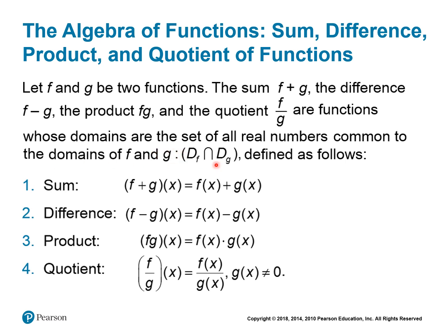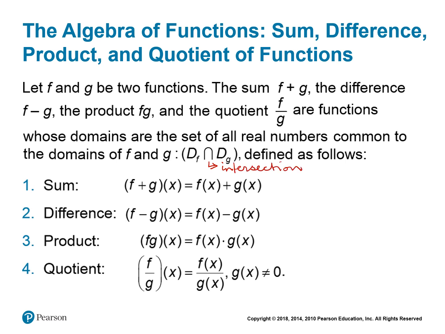Now this notation here says the domain of f of x, D sub f, and then on the other side we have the domain of g, and this downturned U is actually set notation. It means intersection. Intersection means the common, it refers to the commonality. Let me write that, intersection.